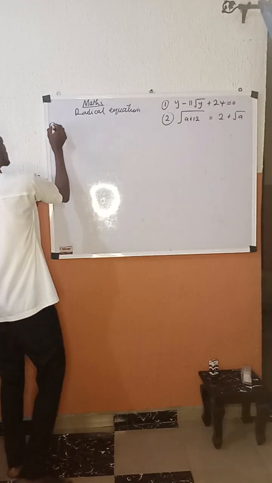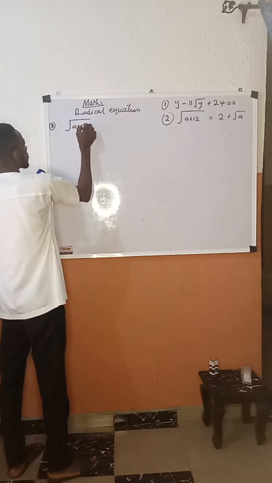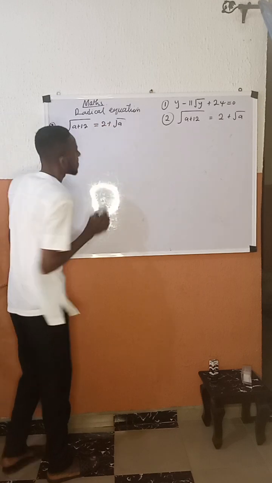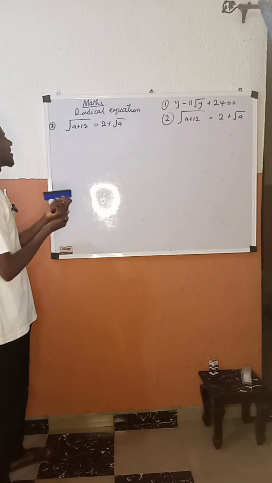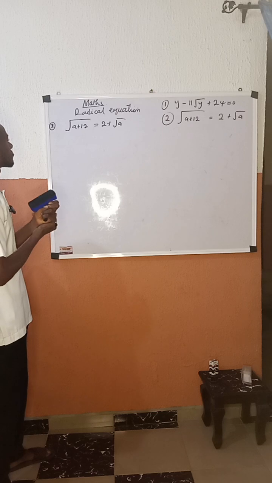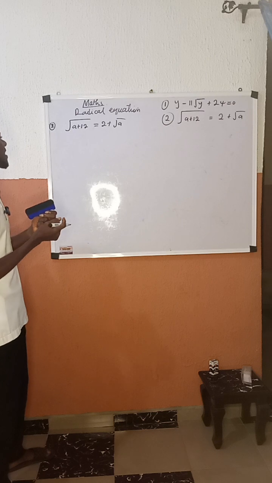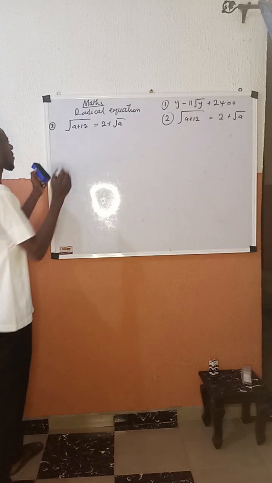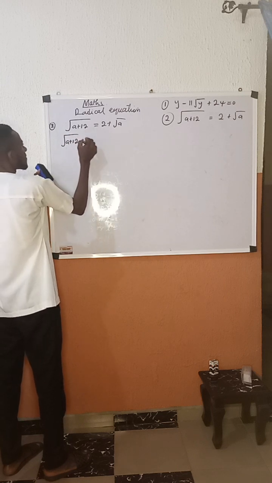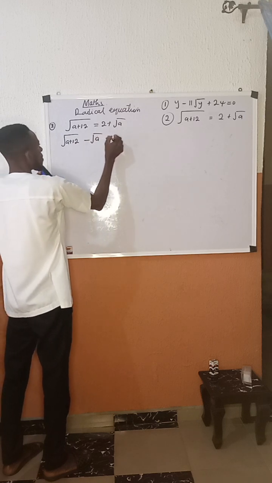Equation 2 says root A plus 12 equals 2 plus root A. We are going to bring all the terms in A to the left hand side and do some mathematical manipulation on it to enable us evaluate its value. By so doing, what we are going to have is root of A plus 12 minus, bringing this one over here, root of A equals 2.